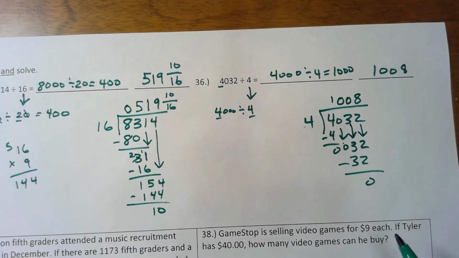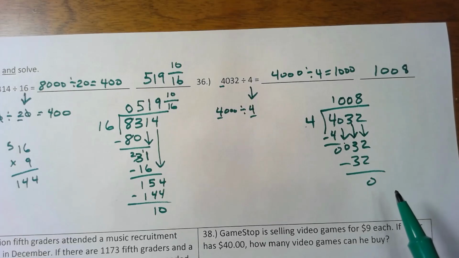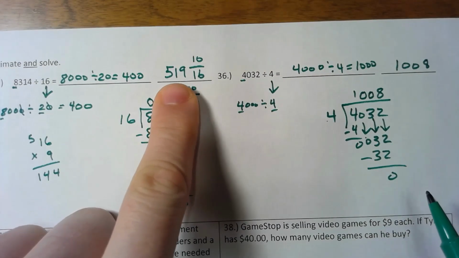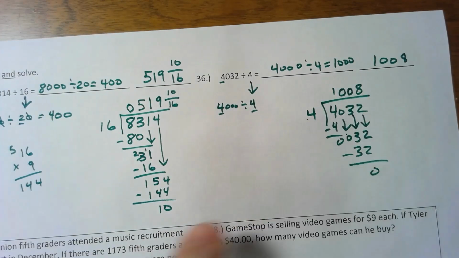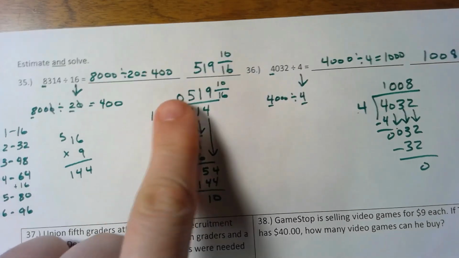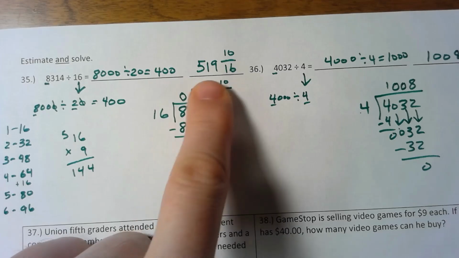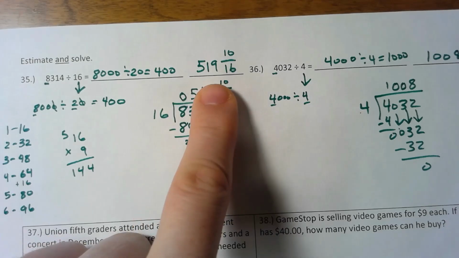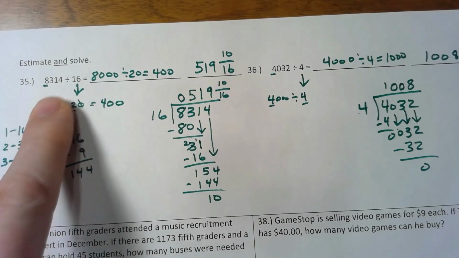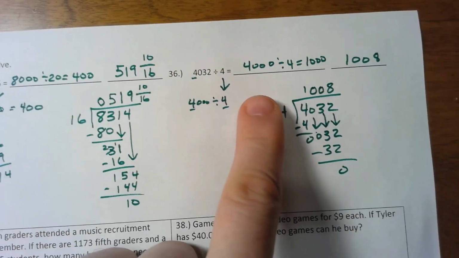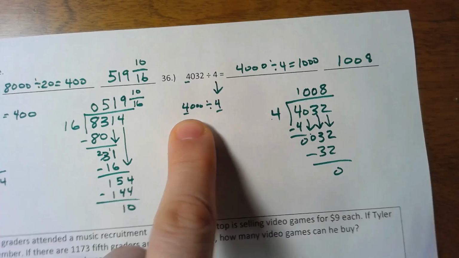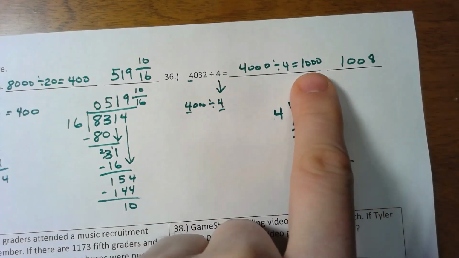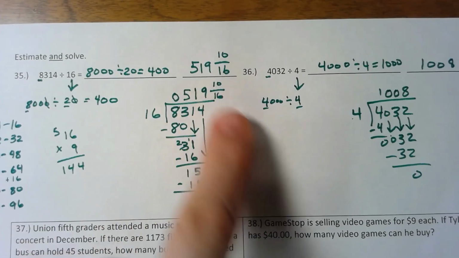Again, anytime you're doing estimates and actual answers, make sure you're comparing your actual answer to your estimate, to see if they are reasonable. Now keep in mind, this one right here looks like it's off quite a bit, but consider that we did round quite a bit here. Whereas on this one, we didn't round the 4 at all, and we only rounded this down by 32. So this is going to be a much more accurate estimate than this one is right here.